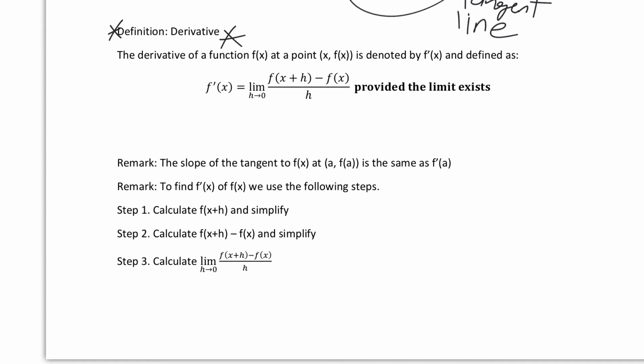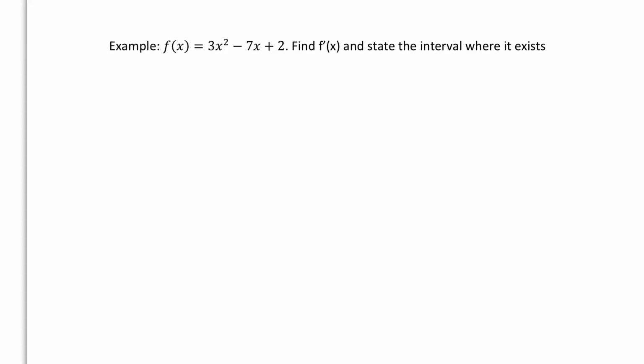Now to calculate f prime x, we're going to use a nice series of steps that'll be the same every time. Step 1 is we're going to calculate f of x plus h. We're going to have to expand x plus h because that'll be part of the function. Then we're going to have to calculate f of x plus h minus f of x. That's going to be the numerator here. Then we're just going to divide by h and calculate the limit. So those 3 steps will make doing these slopes of tangents very routine for us.